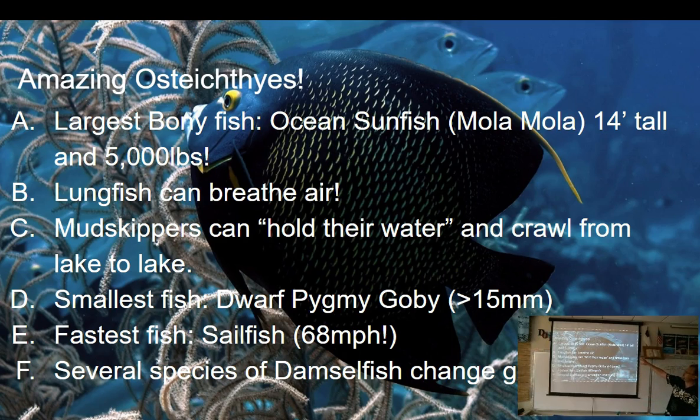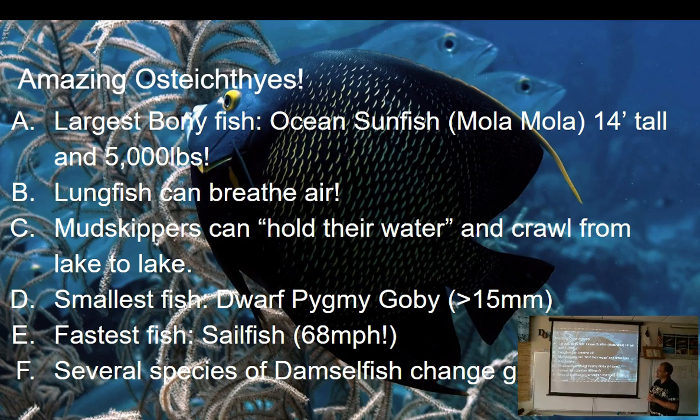The largest individual mola ever caught is 14 feet tall, and you'll see why we use tall and not long. They're very big dorsal and anal fins that they swim with. But the largest one was 14 feet tall, and it weighed 5,000 pounds. Yikes. That's a lot of fish. Heavier than me?